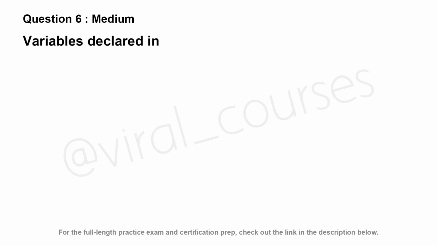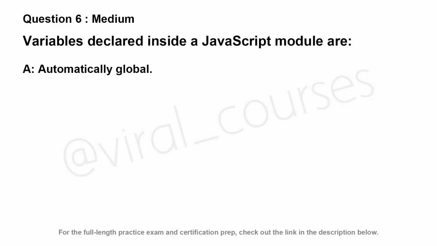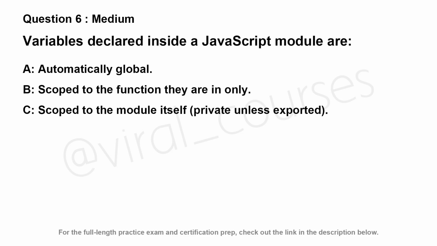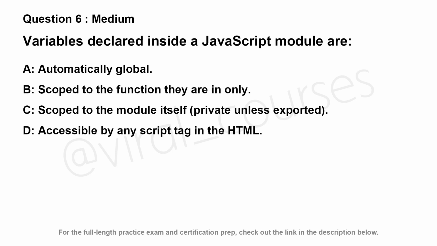Variables declared inside a JavaScript module are: Option A, automatically global. Option B, scoped to the function they are in only. Option C, scoped to the module itself, private unless exported. Option D, accessible by any script tag in the HTML.